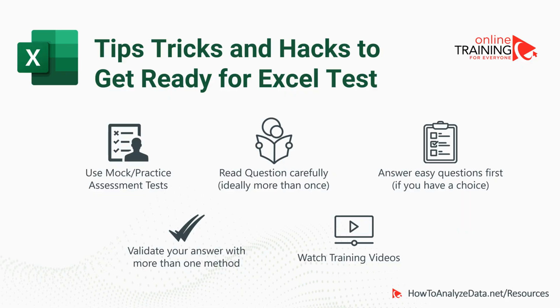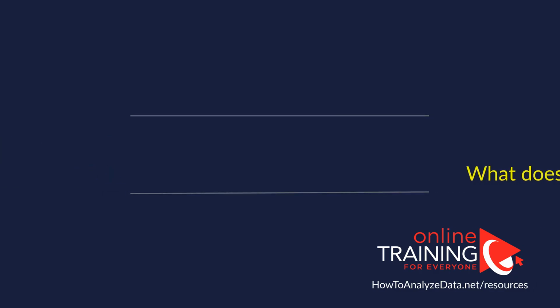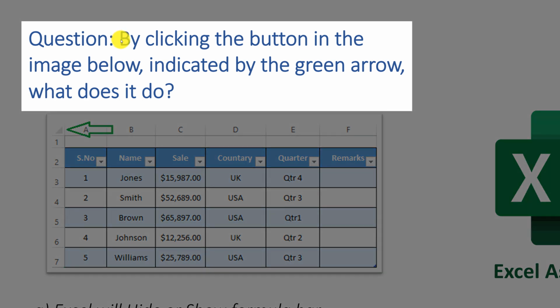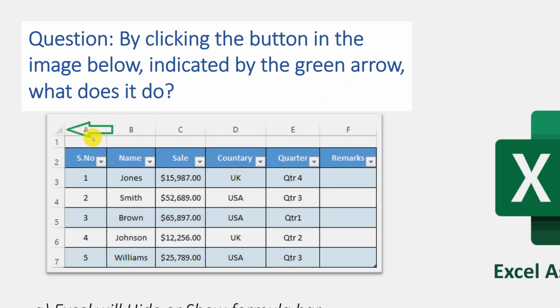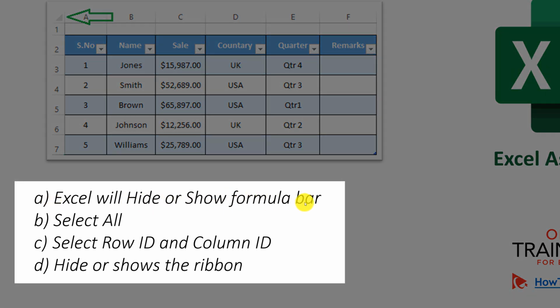Now let's continue and help you get ready for an Excel interview and assessment test. Very frequently during an Excel assessment test, you might be presented with a question like this, which tests your knowledge of the Excel formatting shortcuts. By clicking the button in the image below, indicated by the green arrow, what will happen? And there are 4 choices that might be presented. Excel will hide or show the formula bar, select all, select row ID and column ID, or hide or show the ribbon. Which one would you choose?